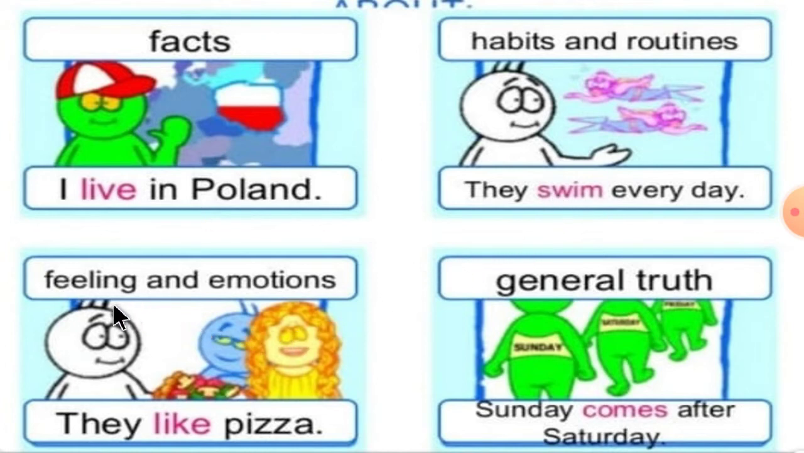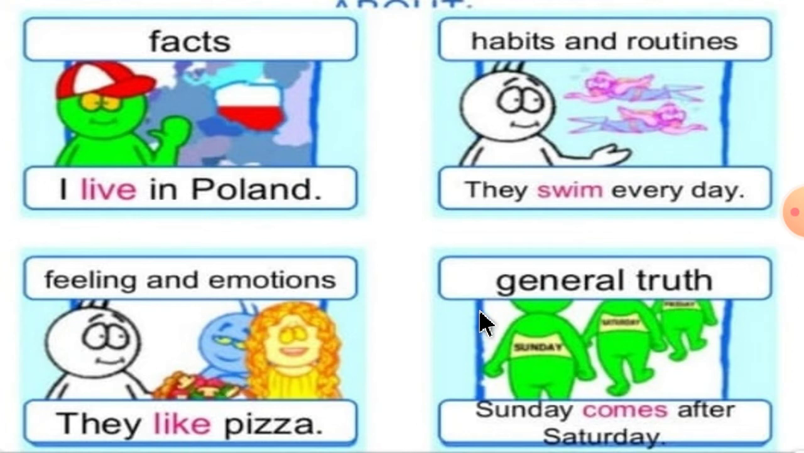Next is feelings and emotions. Means the things which we cannot see, which only we can feel, that comes under simple present tense. Okay, let's see. They like pizza. So, I am telling that I like biryani. That is feelings, emotions, like. You cannot see the like. You can only feel that you like something, right?